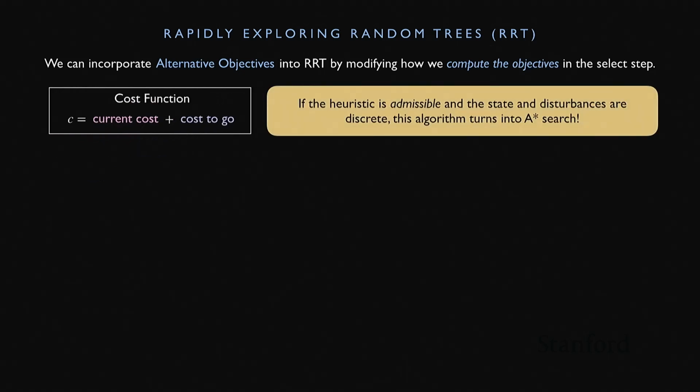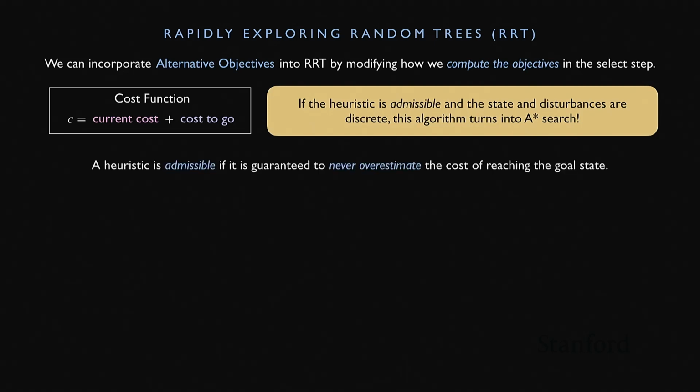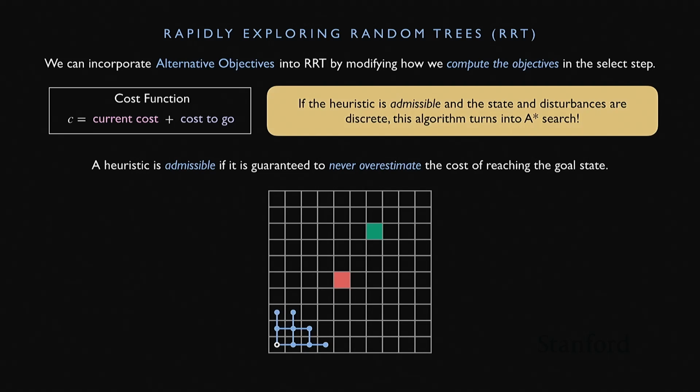Okay. So just one more note on all of this. It turns out that if the heuristic is something that we call admissible, and the state space and the disturbance space are both discrete, then this algorithm turns into A-star search, which is kind of cool. So some of you may have heard of A-star. What does it mean for a heuristic to be admissible? It's admissible if it's guaranteed to never overestimate the cost of reaching the goal state. So again, like Mykel was saying, this takes domain knowledge to design, and it's not always easy to design a heuristic for which this property is true.